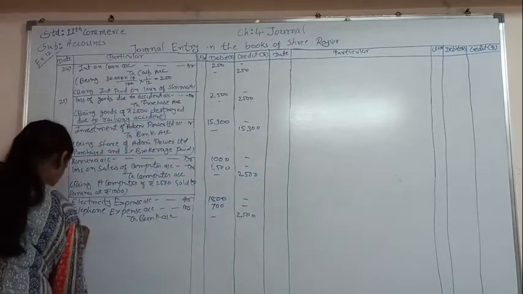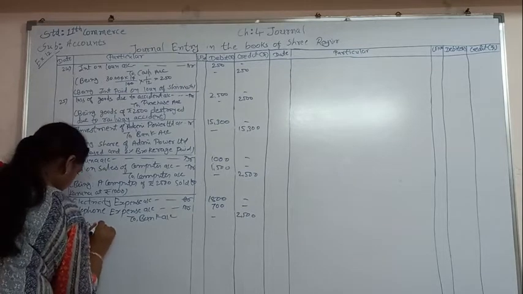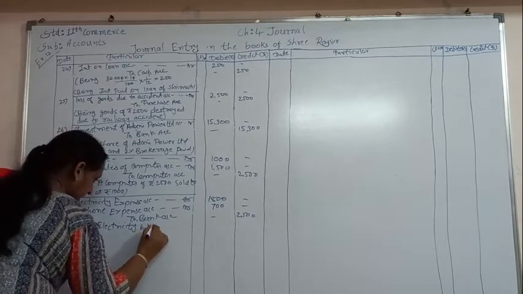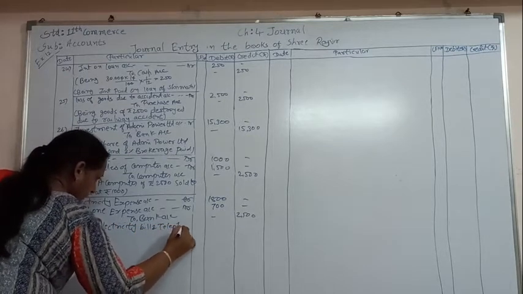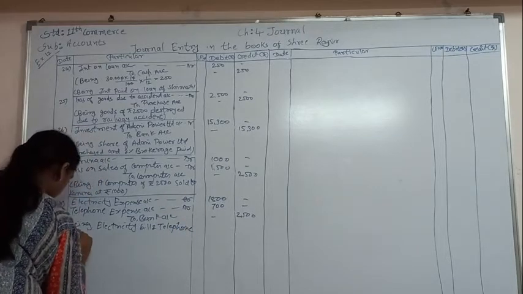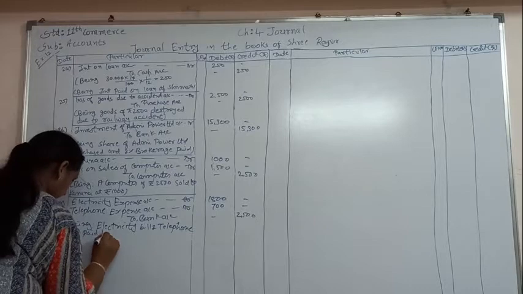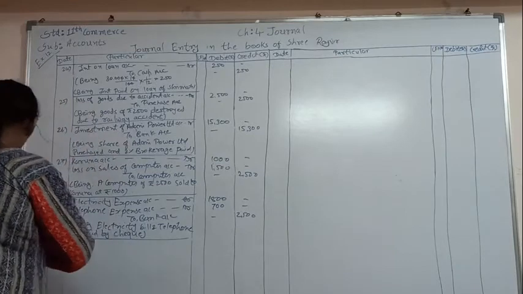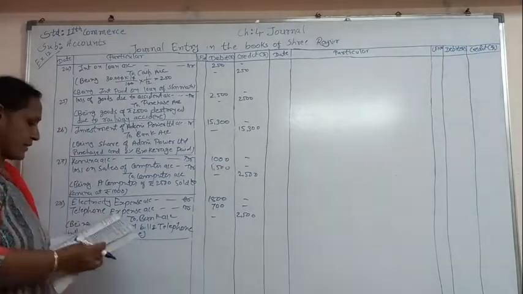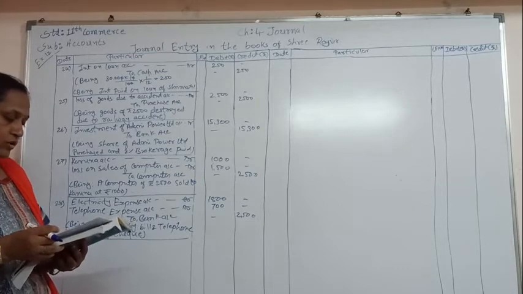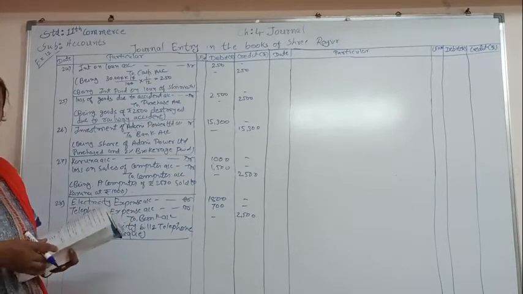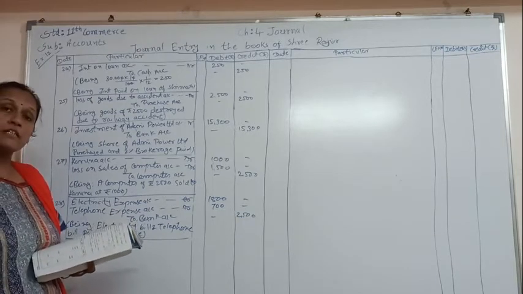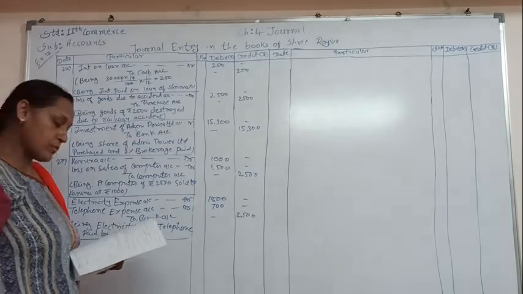Being electricity bill and telephone bill paid by check. So for that, now let's see the next, that is 29. Bank has credited 200 for interest. So bank interest we have received. In that situation we know that interest is our income. Interest account is going to be credit and bank account is going to be debit.